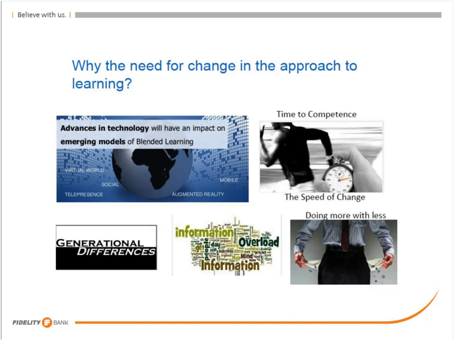We believe that learning is moving at a very fast pace, and there's a need for change in our approach to learning, hence e-learning. The reason is anchored on the time to competence, which is affected by the speed of change. By the time you make any changes happen, things have just wrapped up, and you need to keep up with the technology that is ongoing. Advances in technology are also a reason for information overload, and for doing more with fewer resources available. And obviously there are what many people would term the generational differences within the organization.